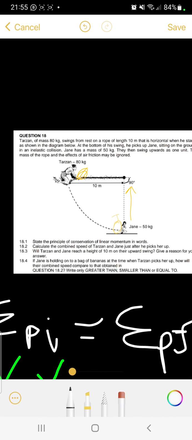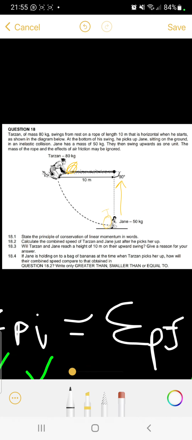Then 18.4 says, if Jane is holding onto a bag of bananas at the time when Tarzan picks her up, how will their combined speed compare to that in the previous question? Here, Jane is no longer going to be 50 kg. She's going to weigh more because she's holding a bag of bananas. Obviously, if you are heavy, you won't reach far. It's very hard to push a heavy person than it is to push a lighter person. So the combined speed will be smaller than before.